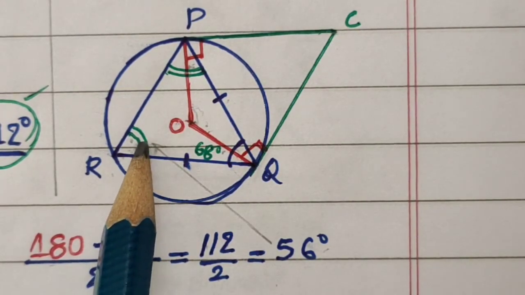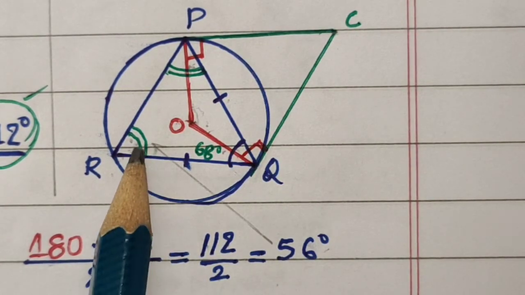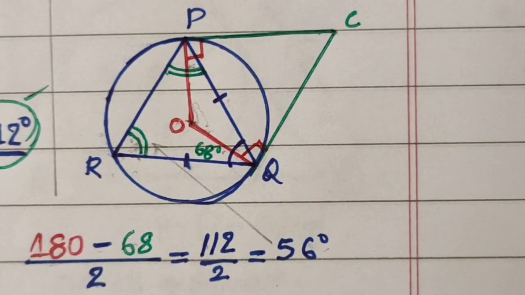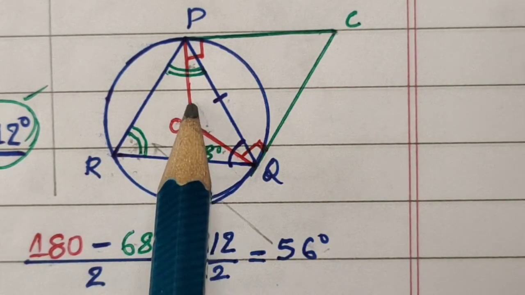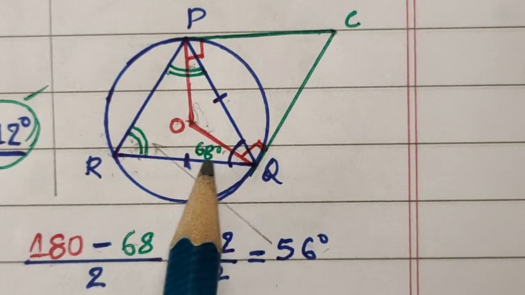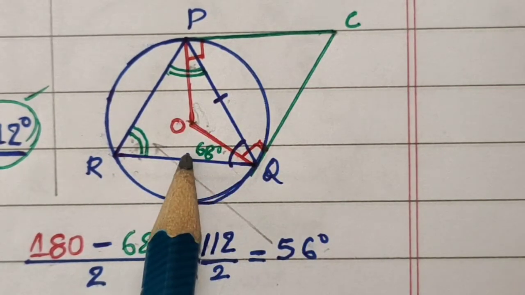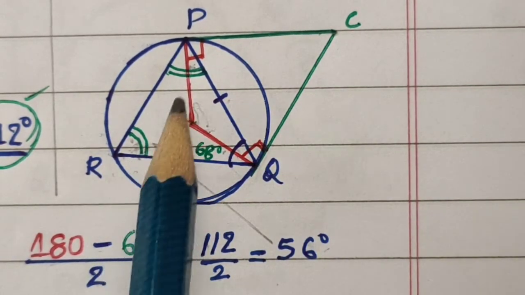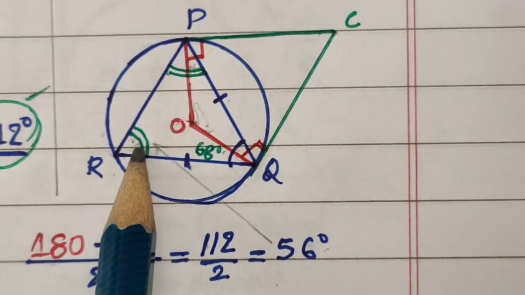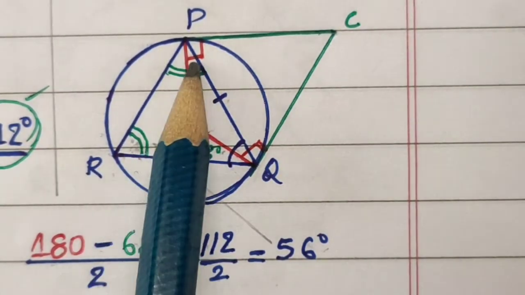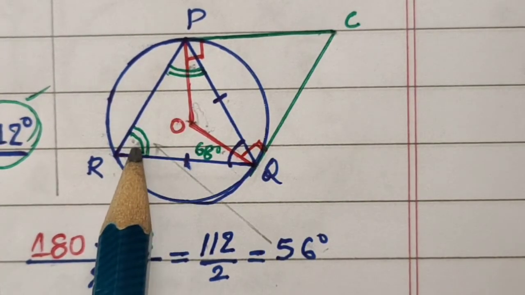Just now we found out this is 56 degrees, therefore this angle is equal to 2 times 56, which becomes 112. So they asked us to find this angle, and we found it as 112. What we did: because these two sides of a triangle are equal, the opposite angles are equal. Once we know this, these two are the same, 180 minus 68 gives 112. 112 divided by 2 gives 56 for this angle.